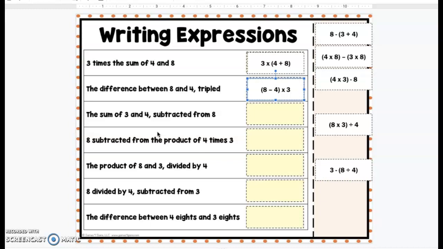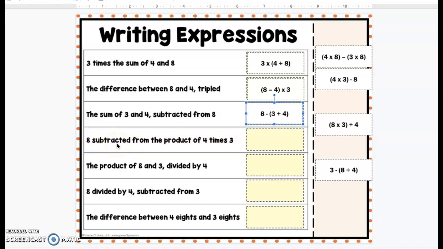Let's see how they did it. 3 and 4. I looked through all of them and I noticed the top one is 3 and 4 added and then 8 is subtracted. And that would basically be 8 minus 7. That would be that one.